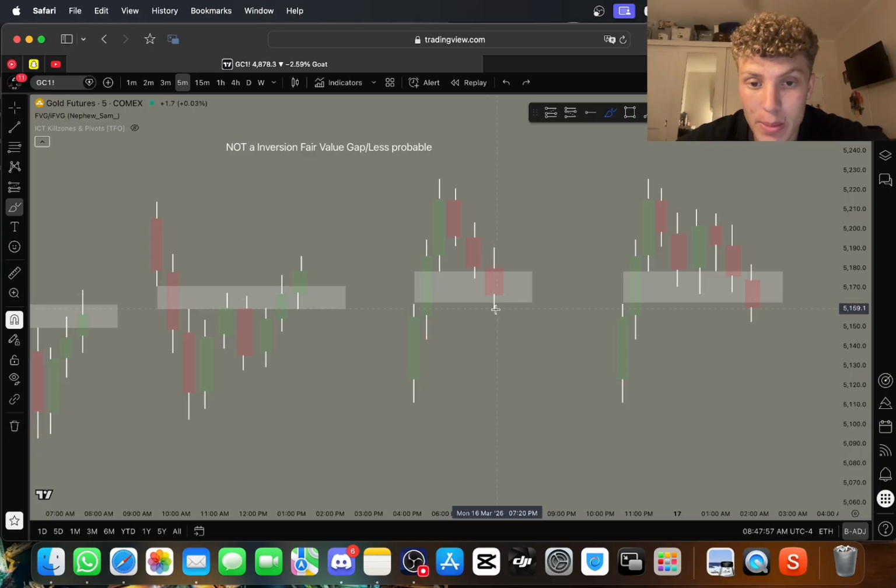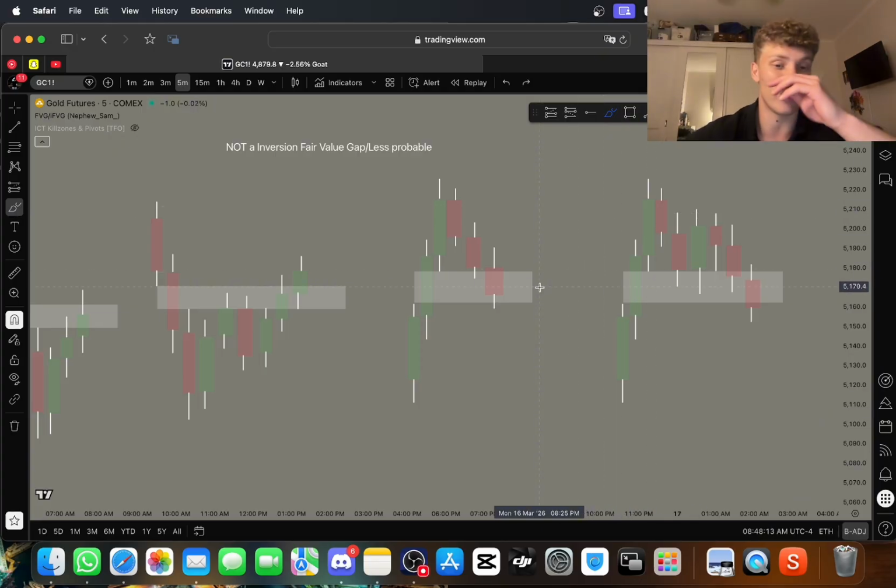We can see it wicks back up right here, and it fully closes right here. Nice and easy. The next candle, like I said, could close below here, and that would make that an inversion fair value gap. But the next candle could also go up here, kind of thing. So that would not be a good entry confirmation.